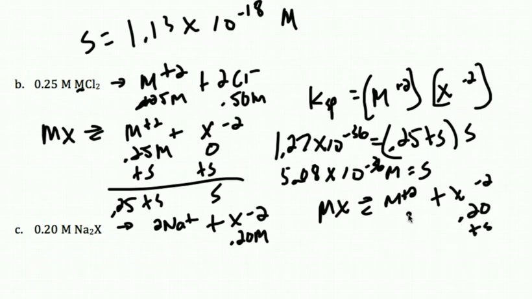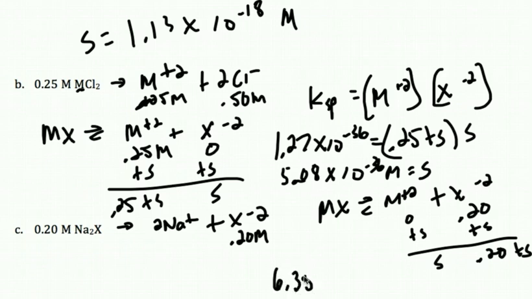Plus s, 0 plus s, 0.20 plus s, s. I'm going to set up just like this. It's the same substance, so I have the same Ksp. Now it's going to be s and 0.2 plus s. So really the only difference is instead of dividing both sides by 0.25, I'm going to divide both sides by 0.20. The s is going to be negligible again, so it's really a very, very similar problem.